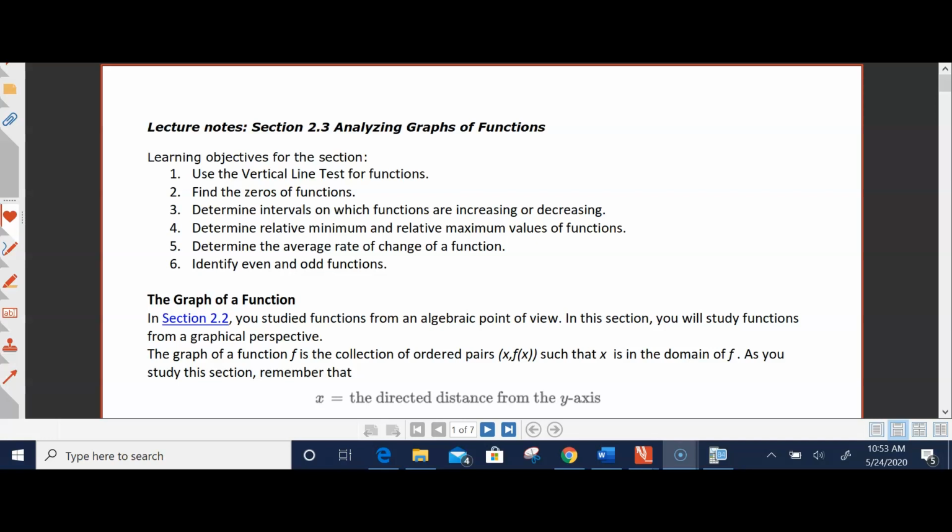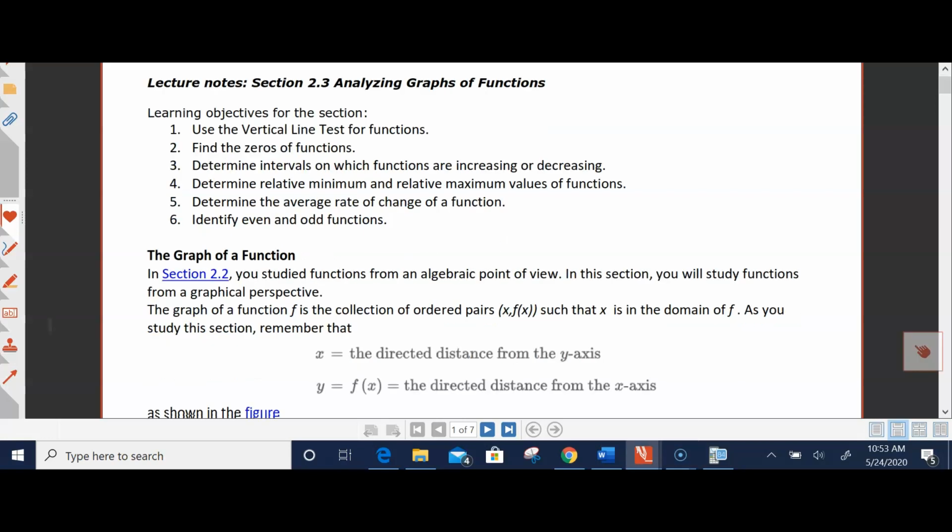An important thing is average rate of change. That actually is a concept that you'll need if you go on to calculus. And then determining if our functions are even, odd, or neither. So let's first take a look at some graphs of a function.